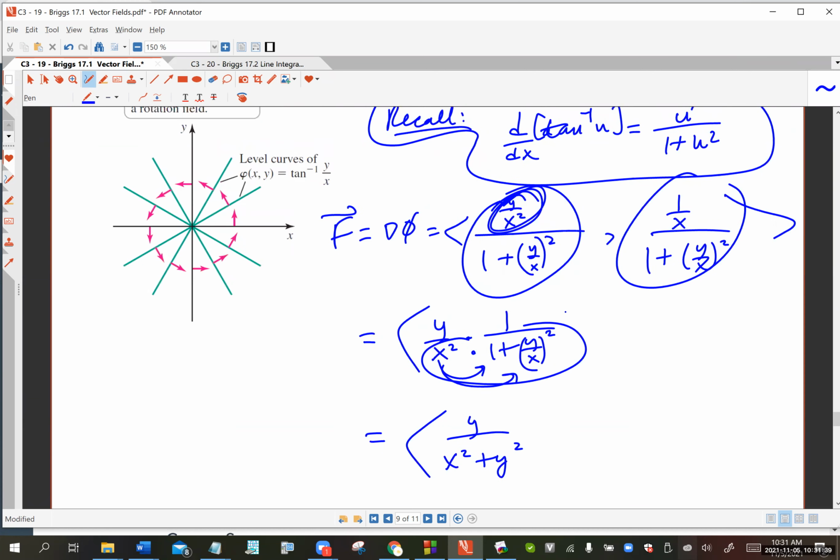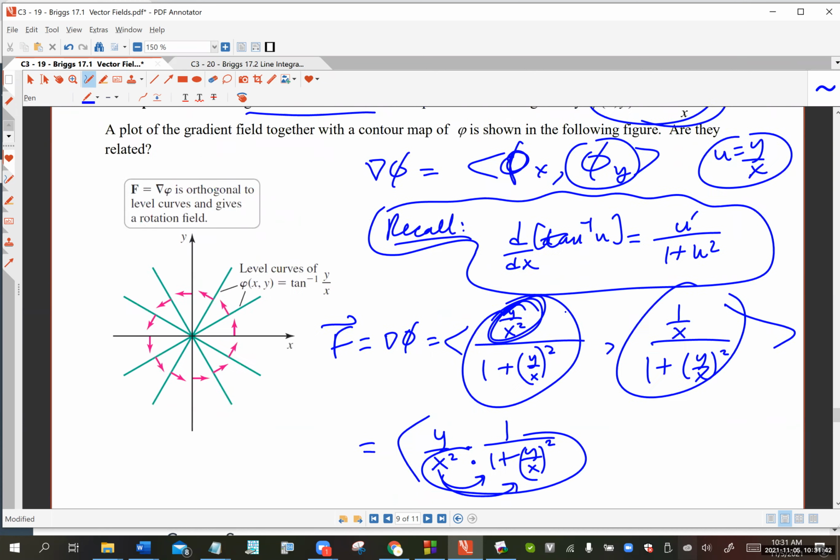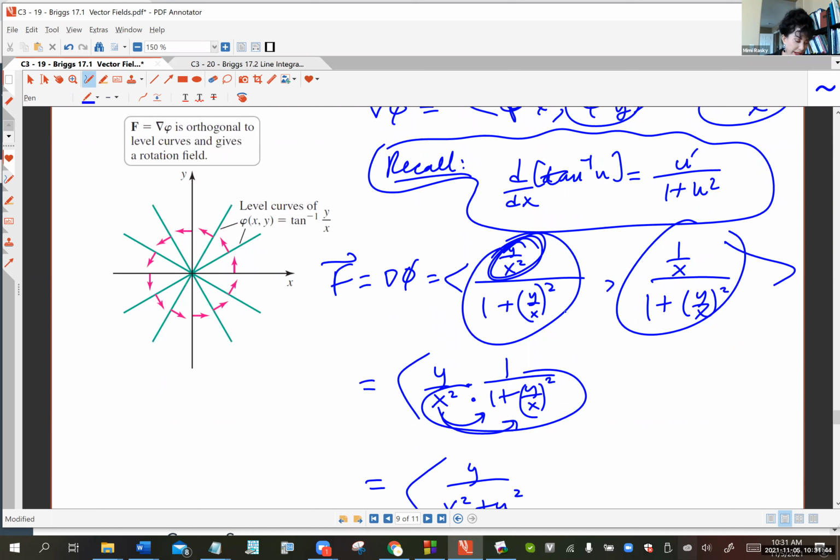Professor, what happened to the negative in front of that y over x squared? What happened to it? I don't know. I accidentally had it disappear. Thank you. It should still be there.